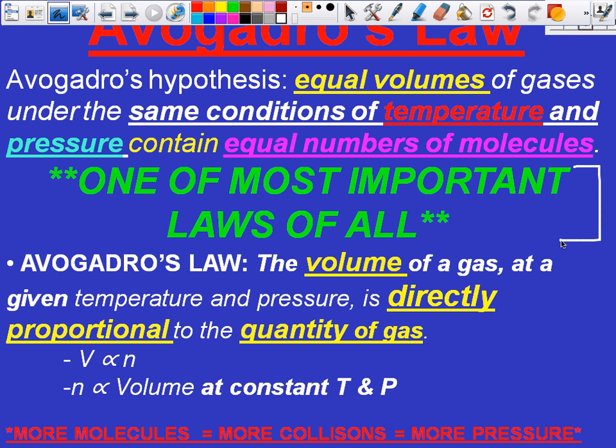Okay, so here's what it was. This is Avogadro's hypothesis. Yes, this is the same guy as the number, 6.02 times 10 to the 23rd. This is where all this came from. This is his hypothesis. Let's read it very carefully. Equal volumes, which means the container looks the same. Equal volumes of gases under the same conditions of temperature and pressure.